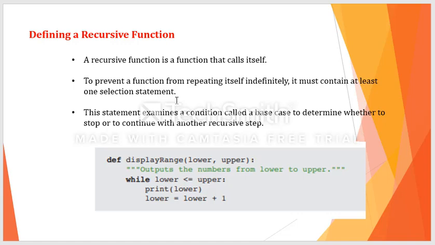So while implementing this recursive function, we need to take care that some special if condition or some if else condition, which is called a selection statement, has to be put in between the recursive function, so that this process will not go into an indefinite loop. So that is the second point we need to consider. The third one is, this statement examines a condition called a base case to determine whether to stop or continue with another recursive step. So what is the need of putting a selection statement? It will check whether it has to continue with the next iteration or it has to be stopped at some particular point.